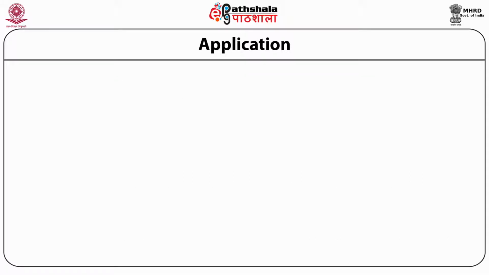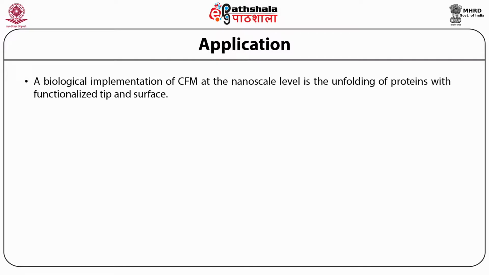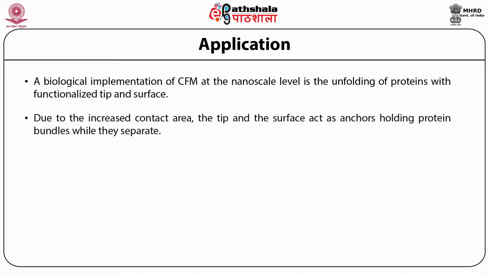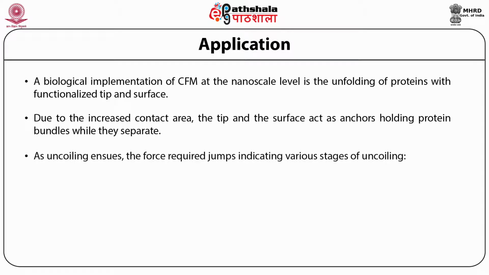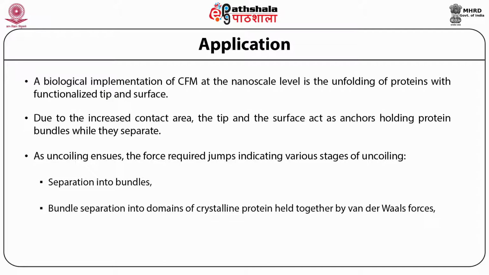The applications of this phenomenon. A biological implementation of CFM at the nanoscale level is unfolding of proteins with functionalized tip and surface. Due to the increased contact area, the tip and the surface act as anchors holding protein bundles while they separate. An uncoiling ensues. The force required jumps, indicating various stages of uncoiling. The stages are: number one, separation into bundles; number two, bundle separation into domains of crystalline protein held together by van der Waals forces; and number three, linearization of the protein upon overcoming the secondary bonding.